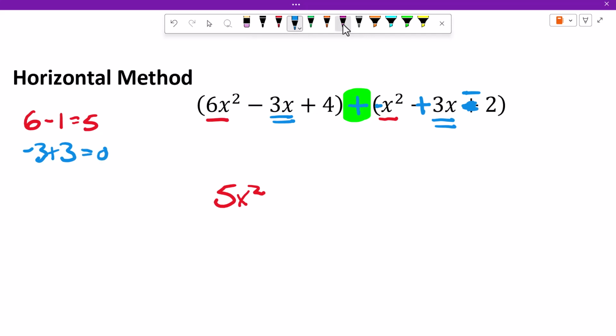Okay. Finally, we have a 4 and a 2. So +4 minus 2. Right? What number does it become? 2. So it equals 2, so that's a +2.